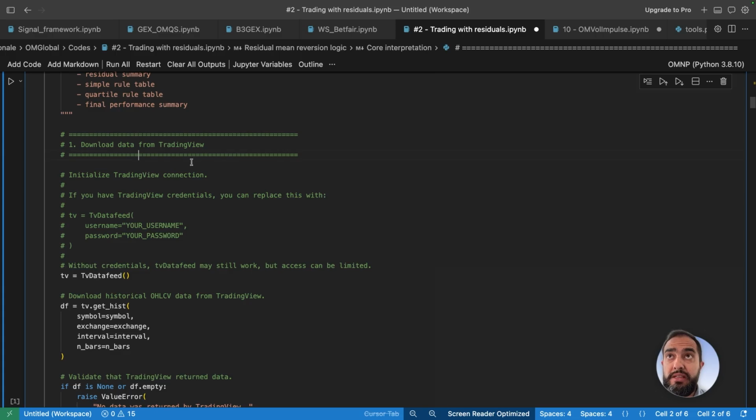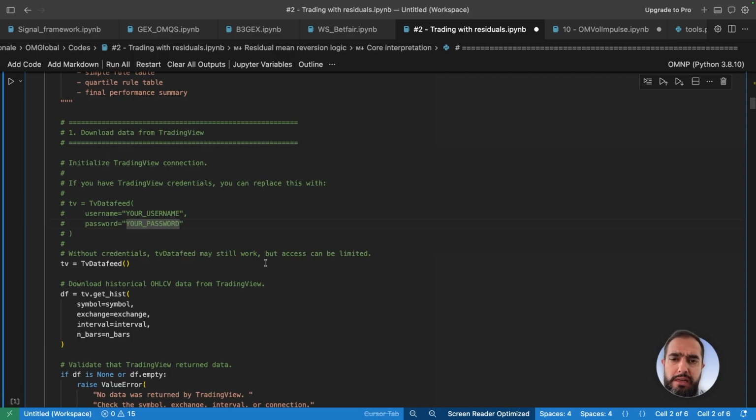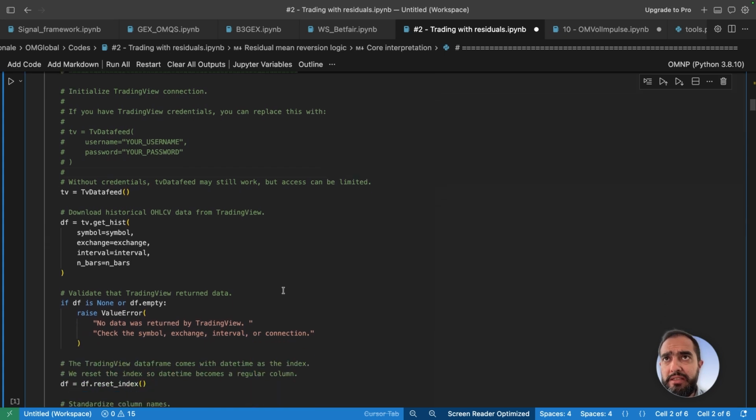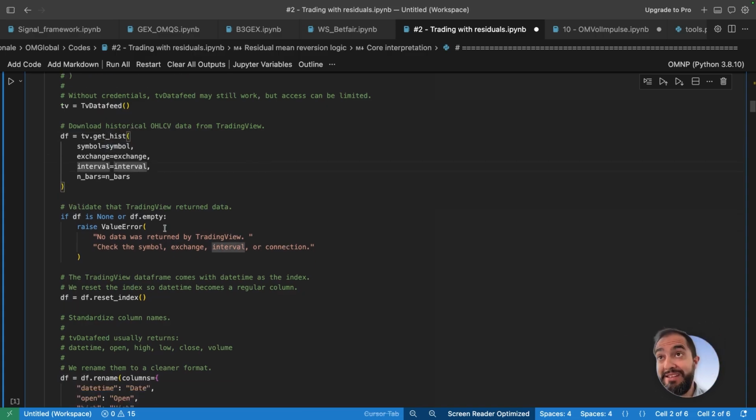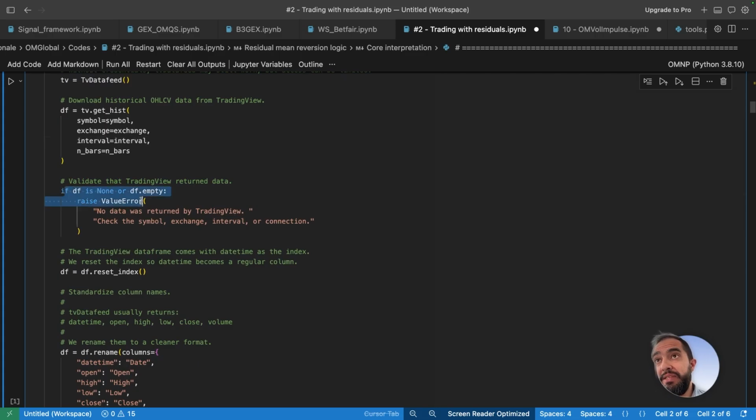The first step is to download the data from TradingView. So if you are already a subscriber, you can add your username and password to fetch real-time data. Otherwise, for the daily time frame, without credentials, you will still have reliable data. In this case, we get the historical data using the method getHist that will then store into the data frame that we call DF, very creative. We have this piece just to validate that TradingView returned some data. Otherwise, you will get an error.